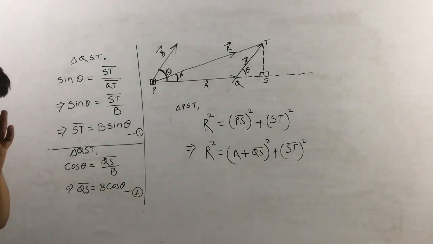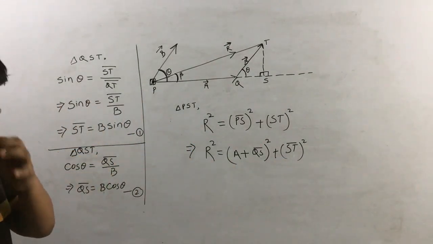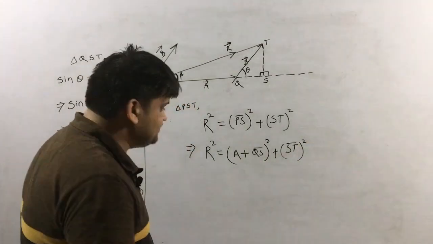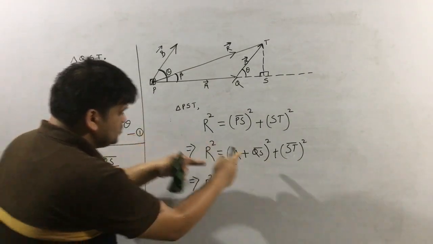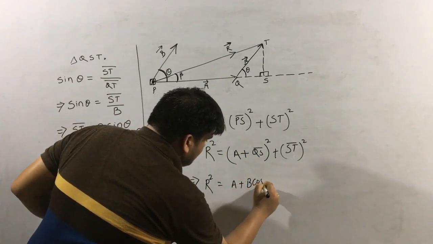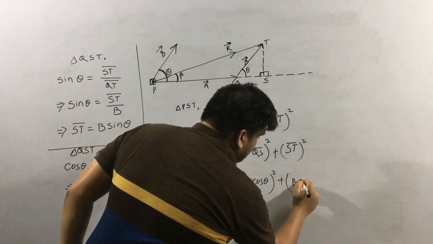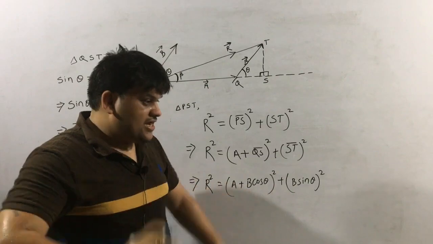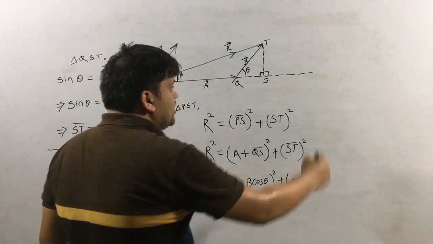So you can see that this QS and ST I got in terms of B and theta, and I want A, B and theta. The answer must be in terms of A, B and theta which are given. It means now if I put these two values here, A plus QS which is B cos theta, whole square, plus ST which is B sin theta, whole square. Now simply solve it and bring it to a simpler form. The answer is done. So let us do that.